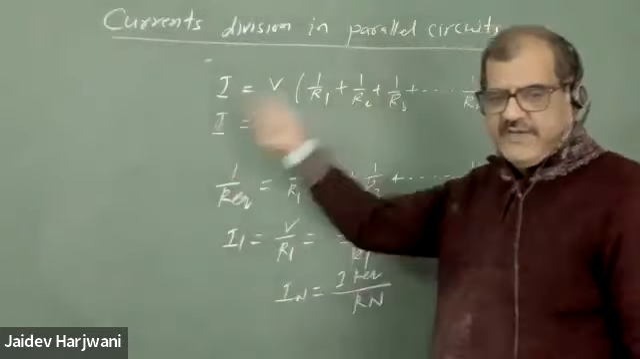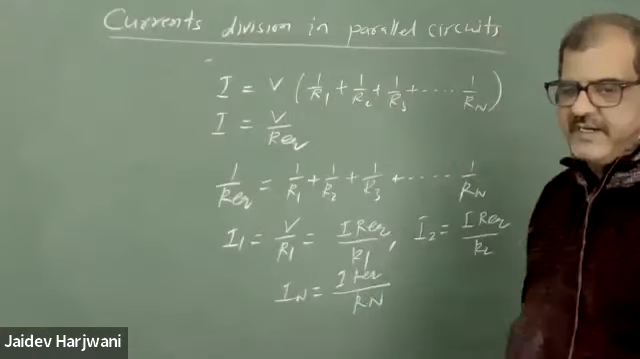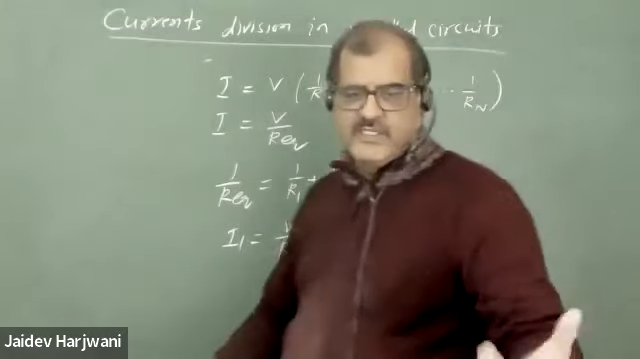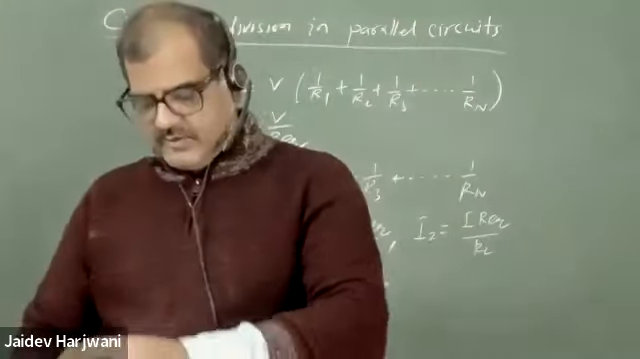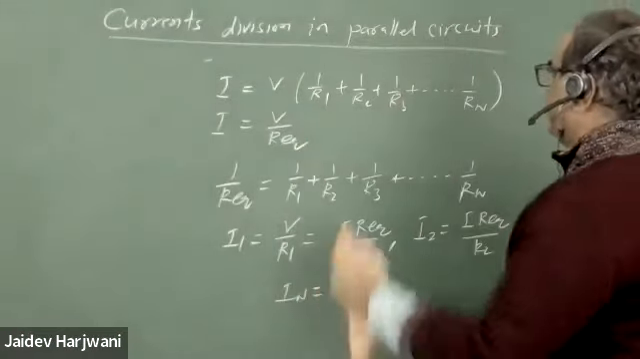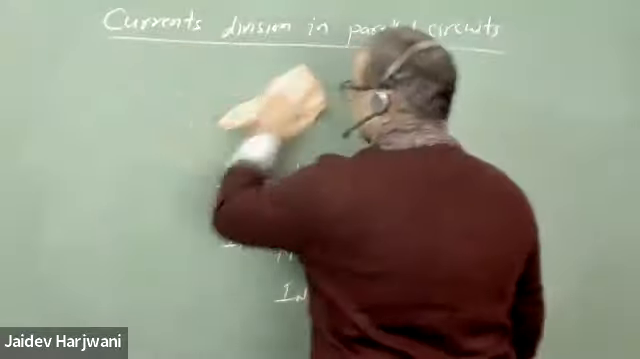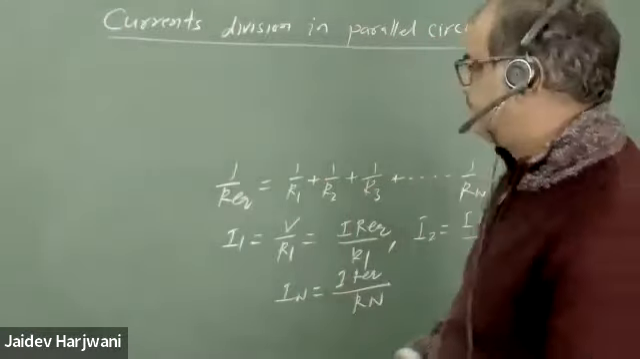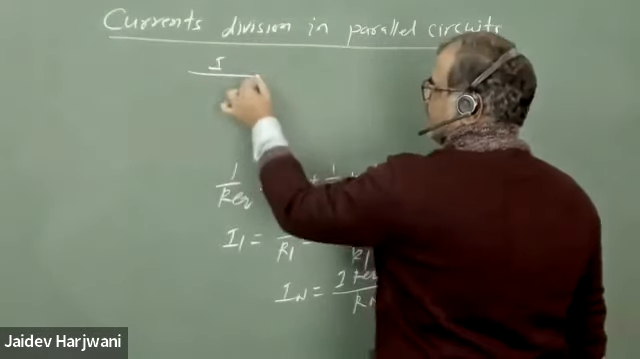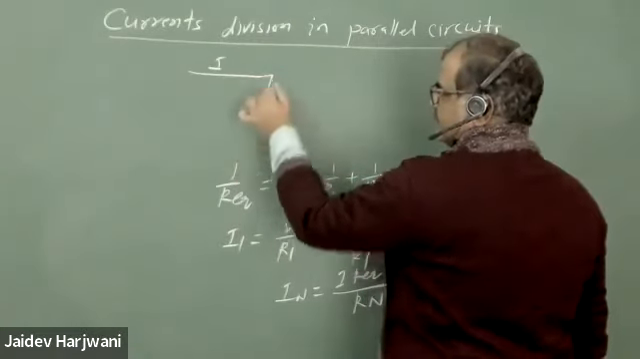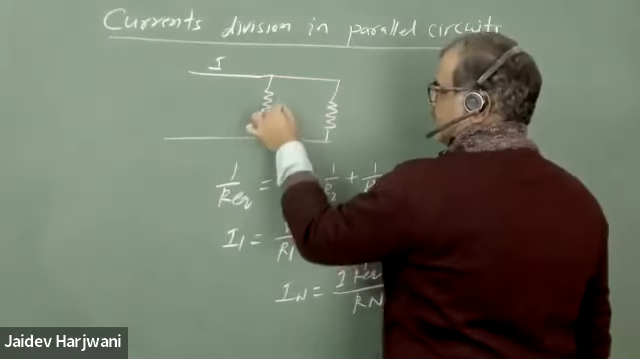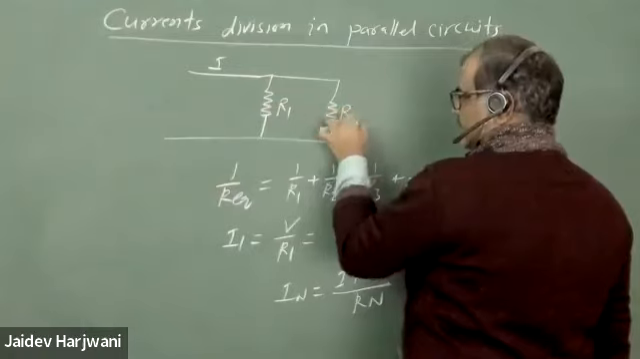So here I have taken n resistors in parallel. Now we generally come across two resistors in parallel, so how to write this equation for two resistors? Suppose I have only two resistors, say total current I is coming, and I have two resistances, say this is R1 and this is R2.